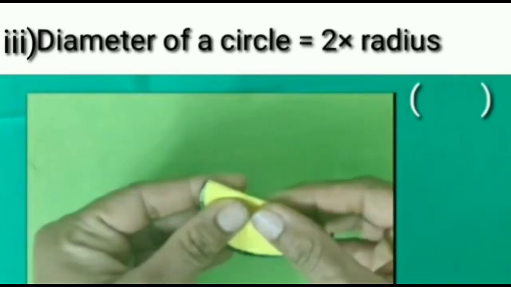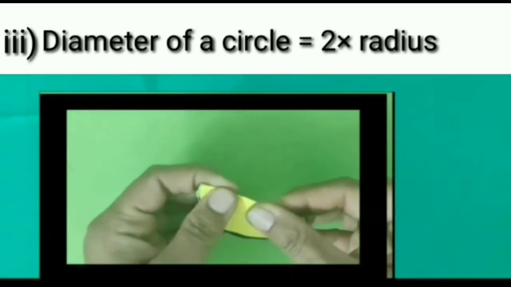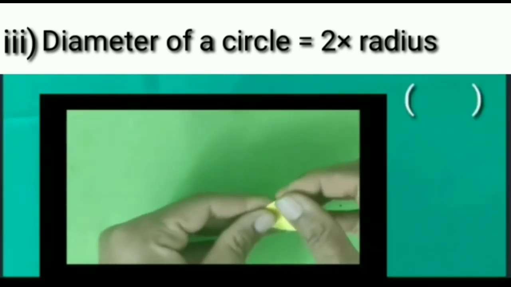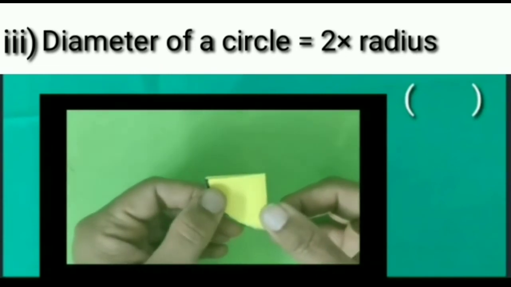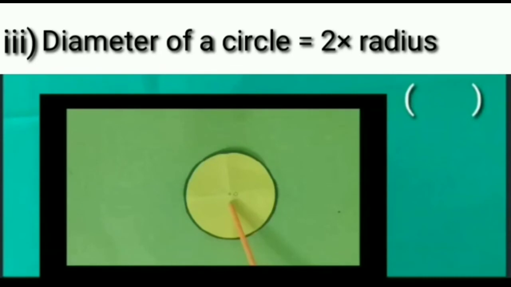Our third statement is diameter of a circle is equal to 2 into radius. Here we have a circular paper. Let's fold it into 2 equal parts. Now fold it once more. Here you can see the pinpoint which we got. It is the center of the circle O.